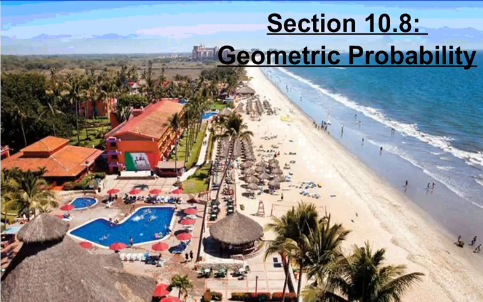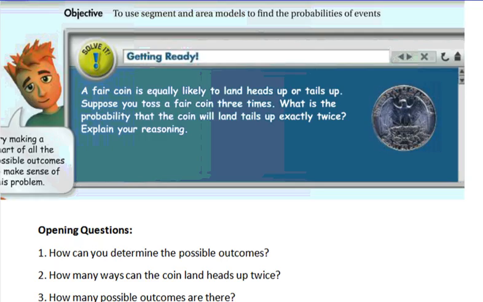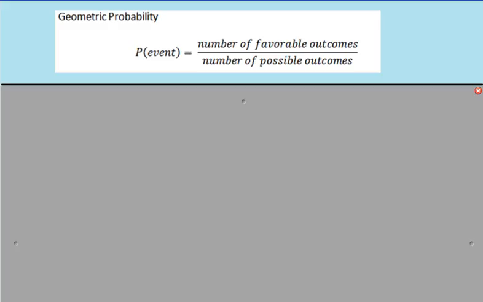But anyway, this is section 10.8, which has nothing to do with Mexico, but it does have to do with geometric probability. So here's the goal, or the objective: to use segment and area models to find probabilities of events. So we're connecting probability with what we've been talking about in geometry. Let's start off with what geometric probability is in its most general form.